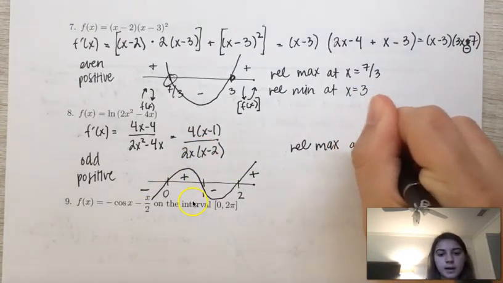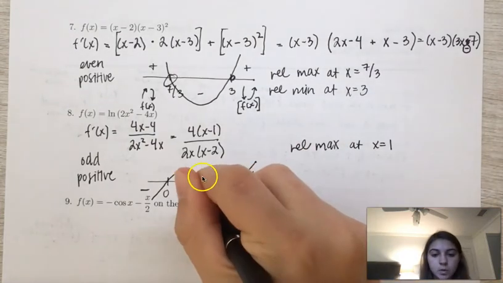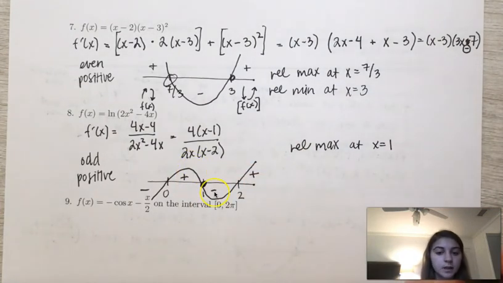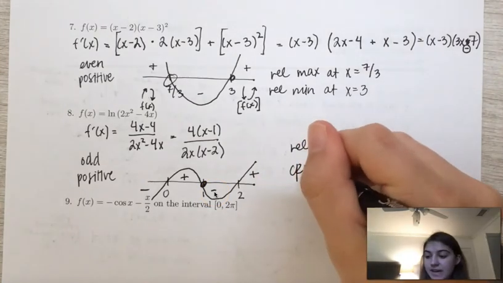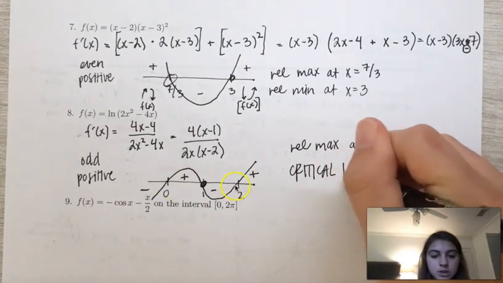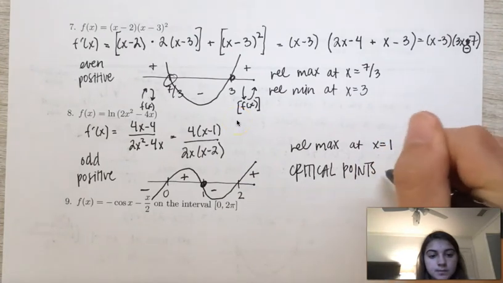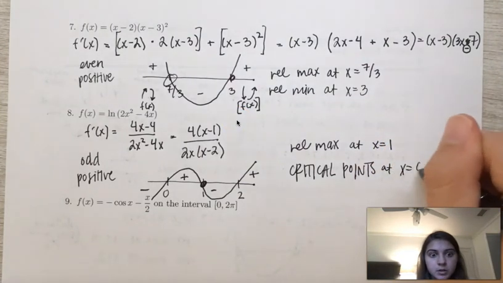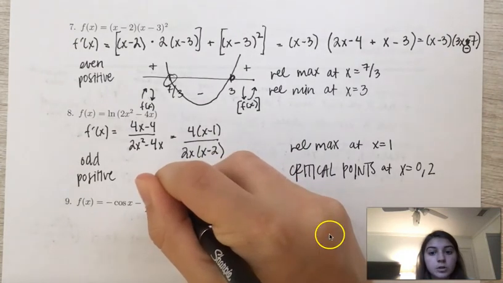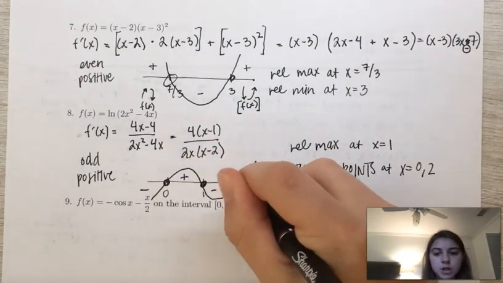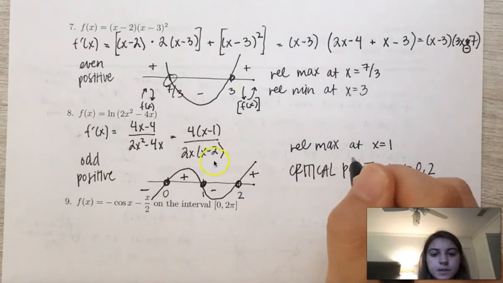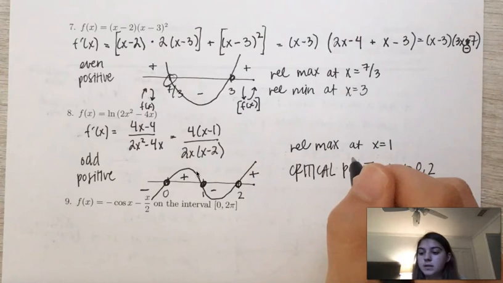So our rel max happens at x equals 1 because f prime goes from positive to negative. But we don't actually have any rel mins because 0 and 2 are not rel mins. They're critical points. They are critical points, like they're zeros and we need them to draw the sign chart, but they are in the denominator of the derivative. And so the derivative does not exist at those points, so it can't be a minimum or a maximum.